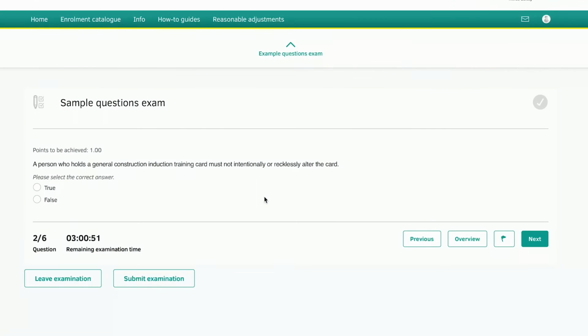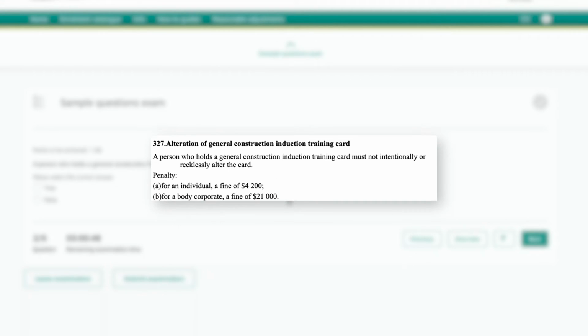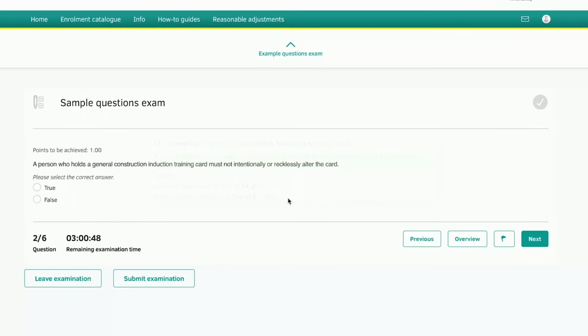This question asks you to assess the truthfulness of the following statement. A person who holds a general construction induction training card must not intentionally or recklessly alter the card. You need to select the correct answer. Is it true or false? This question is based on Regulation 327 of the WHS Mines Regulations, and the statement is true.